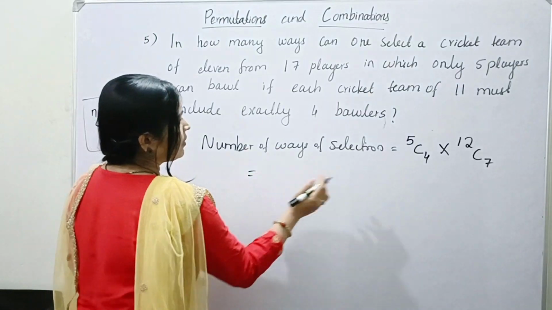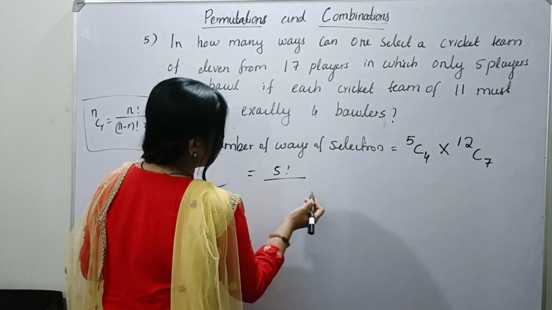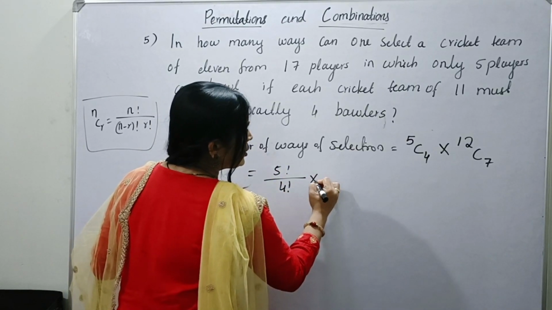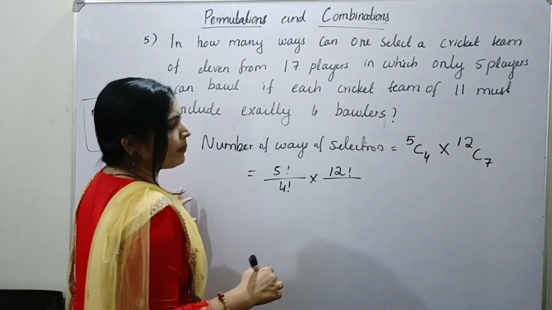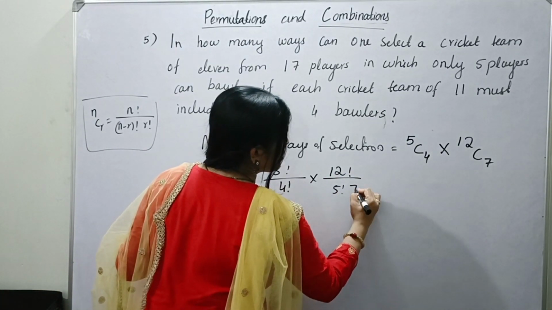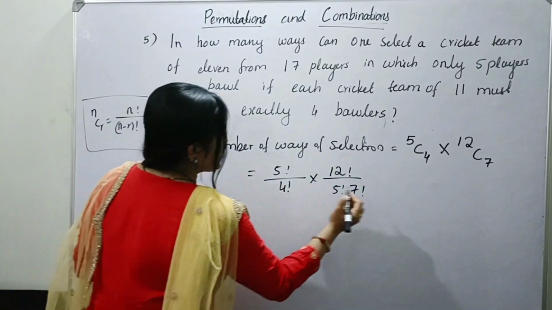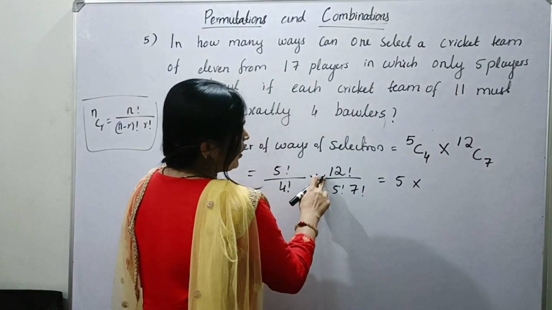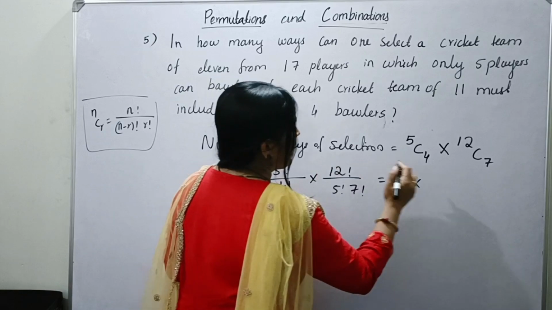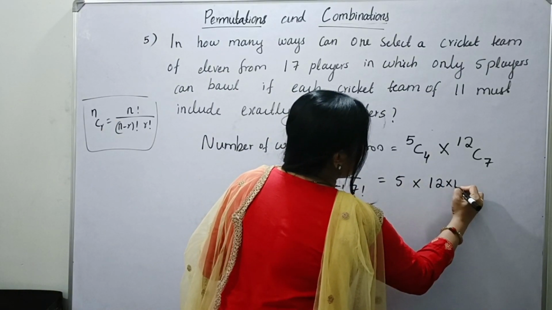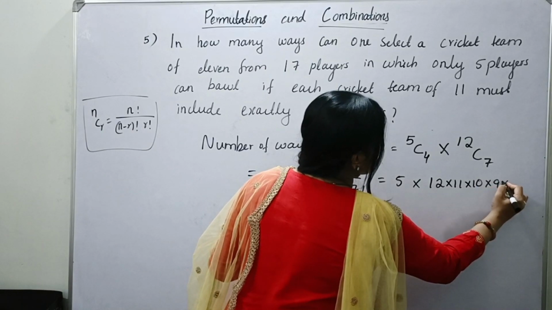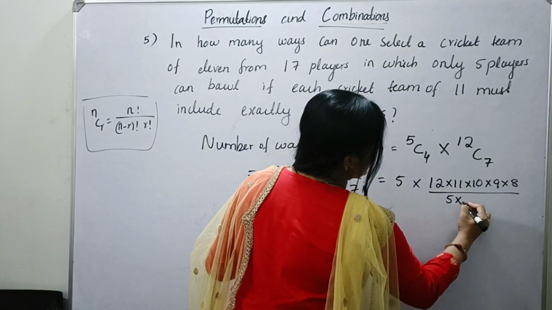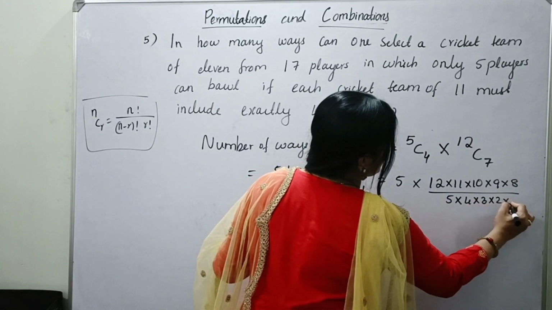So here 5 factorial divided by 5 minus 4, 1 factorial. 1 factorial is 1 itself, so divided by 4 factorial, into 12 factorial divided by 12 minus 7, 5 factorial into 7 factorial. So that is equal to, here 4 factorial cancelled, remaining only 5 into 12 factorial, till 7 factorial it is cancelled. So 12 into 11 into 10 into 9 into 8, 7 factorial cancelled, divided by 5 factorial, which is 5 into 4 into 3 into 2 into 1.